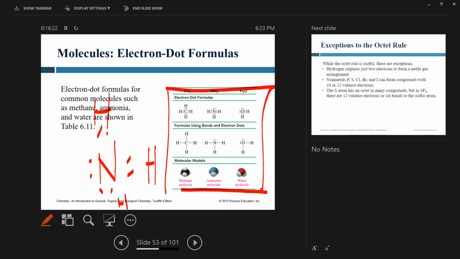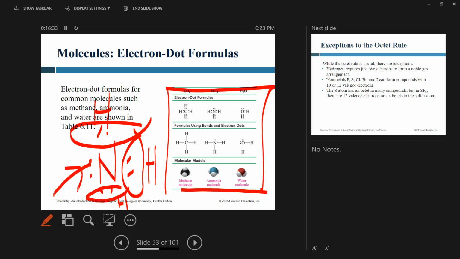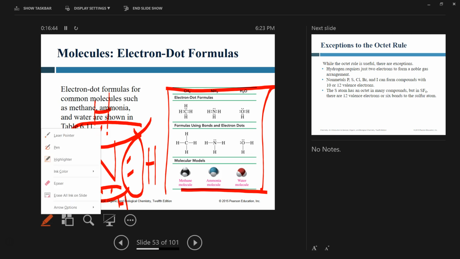So how many bonding pairs do you have? Let's count. You have 1, 2, 3. How many lone pairs? Just 1. Does that make sense? You got it? Good. Let's talk about water. Let me erase it.